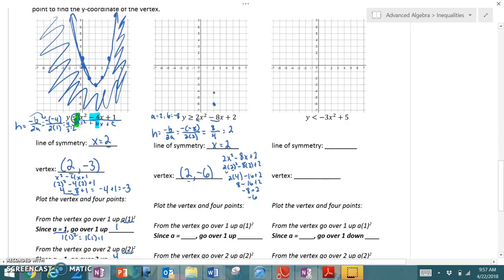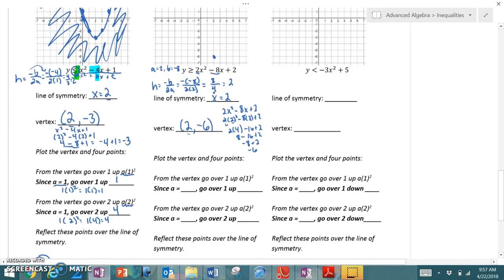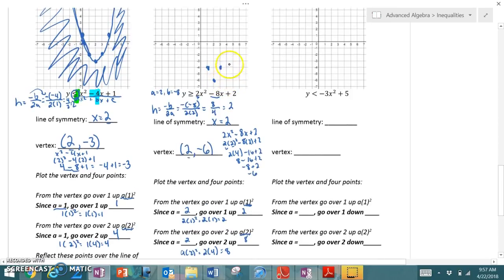I plot a point there. I now need to find my other 4 points. Again, my A value is 2, which is going to be important because that's that number in front. So A is 2 in both cases. So for my second and third point, I do 2 times 1 squared, which is 2 times 1, which is 2. So I'm going to go over 1, up 2 in each direction. And then for my fourth and fifth one, I'm going to do A times 2 squared, which is 2 times 2 squared is 4, so I get 8. So again, from that vertex, I'm going to go over 2, up 8, over 2, up 8.